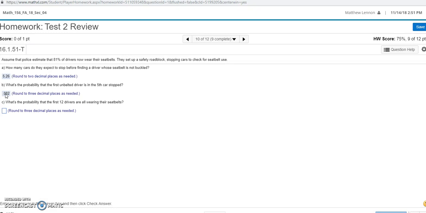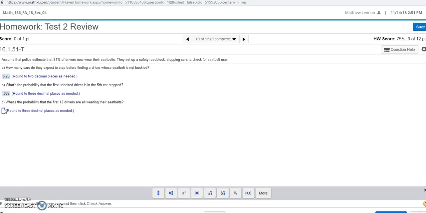And then what's the probability that the first 12 drivers are all wearing their seatbelts? So that's 0.81 12 times in a row. So you'd have to multiply 0.81 12 times, or 0.81 to the 12th power. So that comes out at 0.080 if you round for this one.